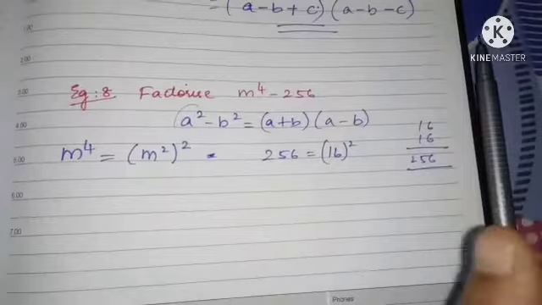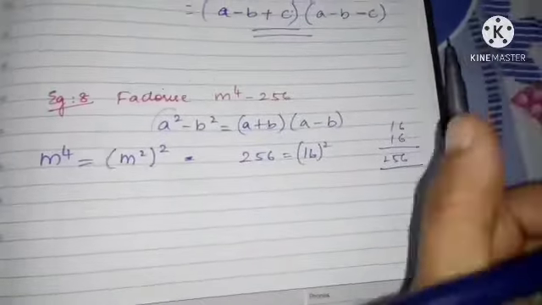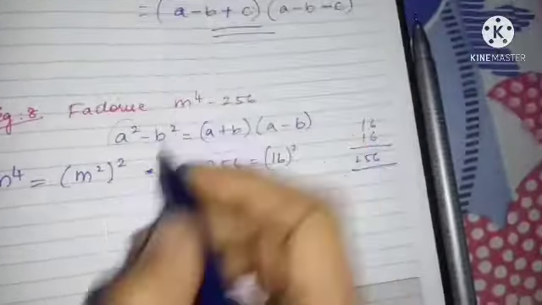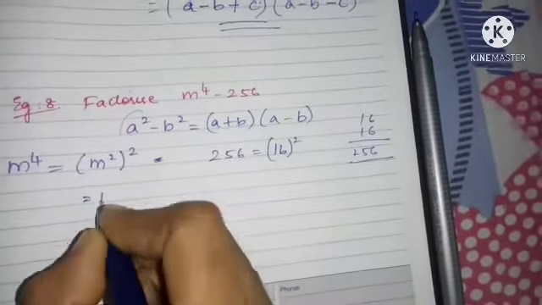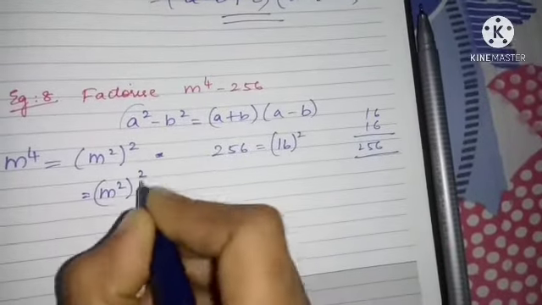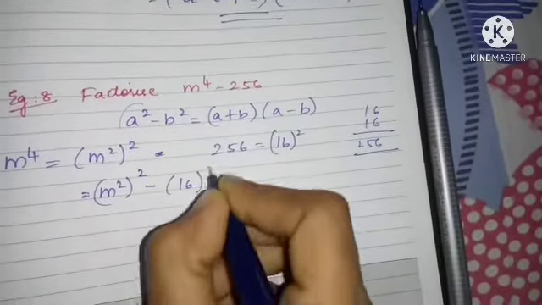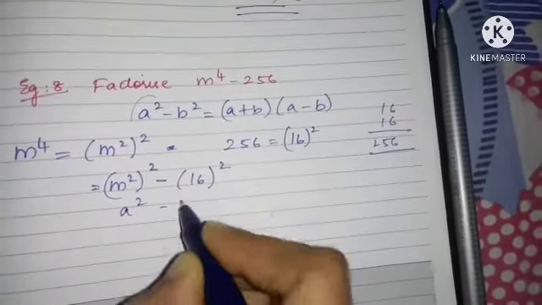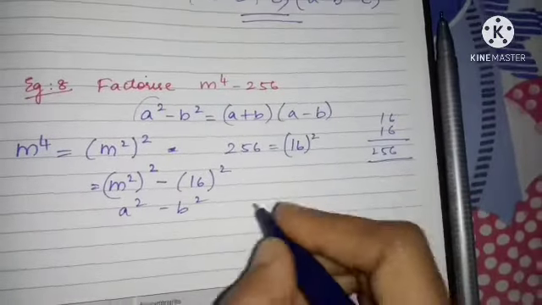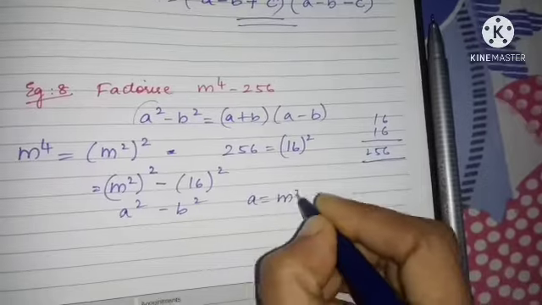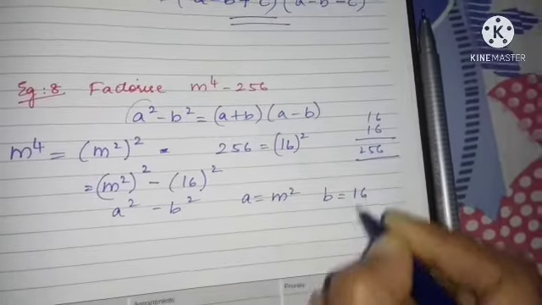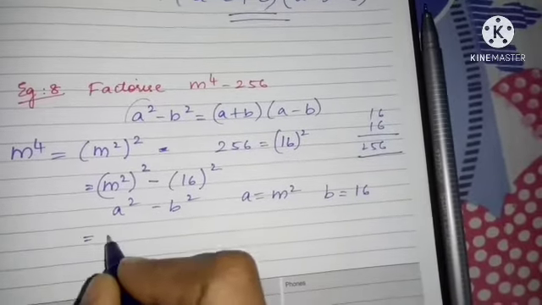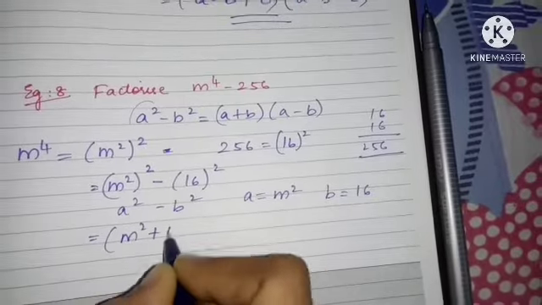You are supposed to write the two terms like a square. That's all. So m power 4, how can you write it, children? (m square) the whole square minus 16 the whole square. It looks like a square minus b square. What is the a value? m square. The b value is 16. So (a plus b) is m square plus 16.